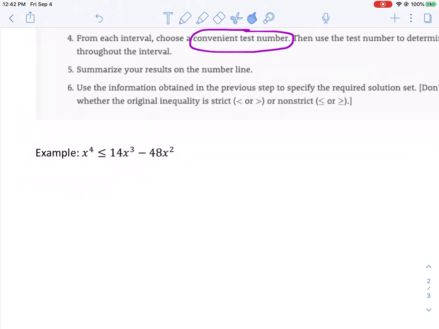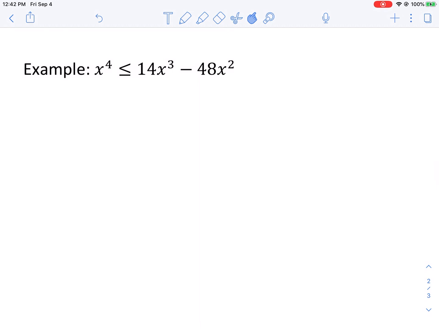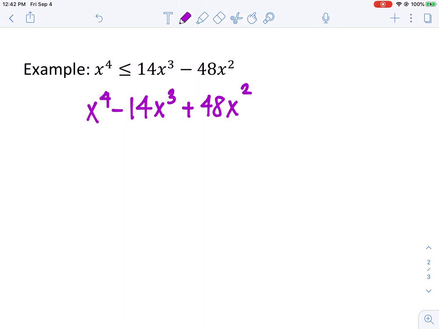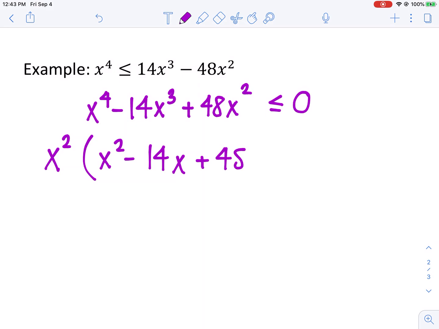Let's try another one. First thing the directions said is to have the 0 on the right side, which means let's move over everything from the right side. I'll get x to the 4th minus 14x to the 3rd plus 48x squared less than or equal to 0. First step, check. Now we're going to find the key numbers. How we find those key numbers is by factoring. Let's take out that GCF that we see. Leave the symbol like always.